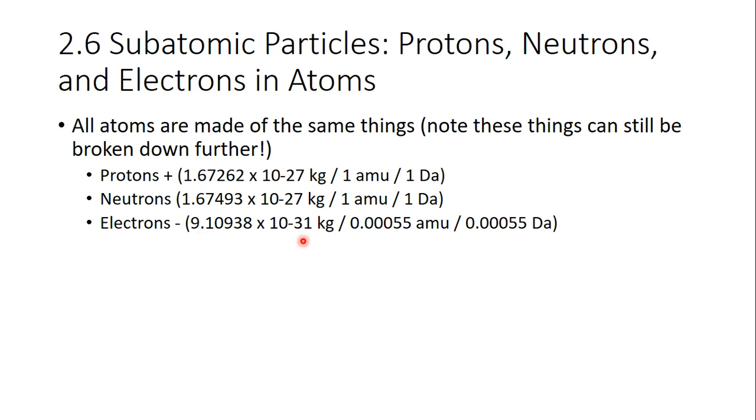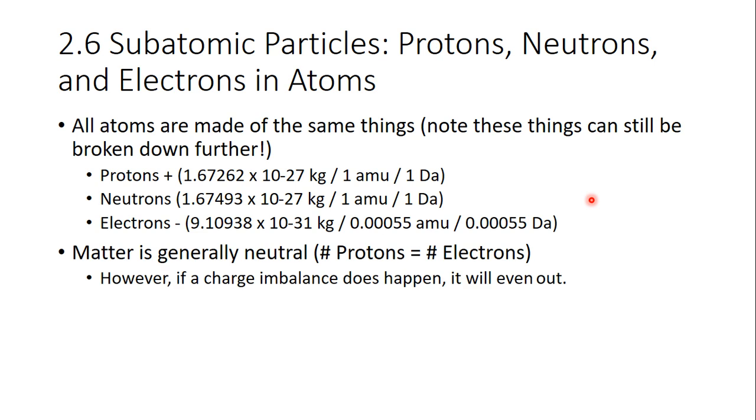Now, if you look at the weight of these three subatomic particles, you can see that they're very small. Protons and neutrons have the same weight. Electrons are even smaller than that. But scientists don't want to look at numbers like these, so we say that the weight of a proton and a neutron is 1 atomic mass unit. That's what AMU is, or 1 Dalton. An electron is just a fraction of an AMU or a Dalton.